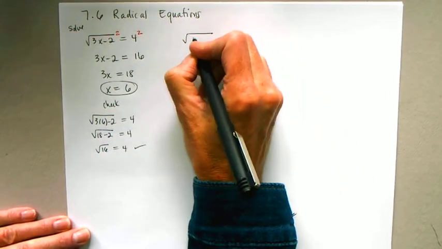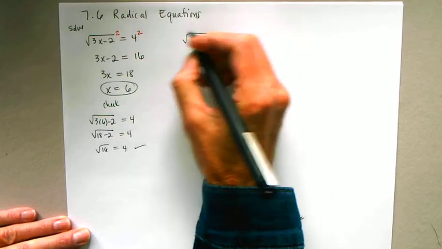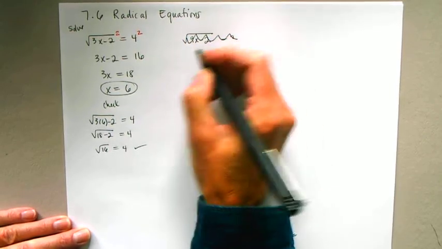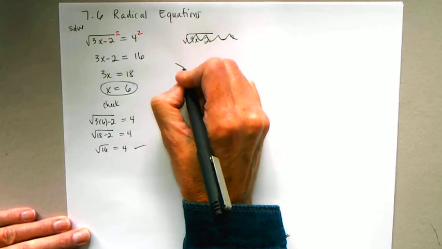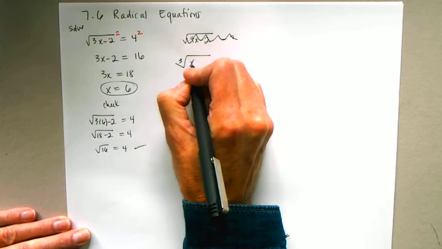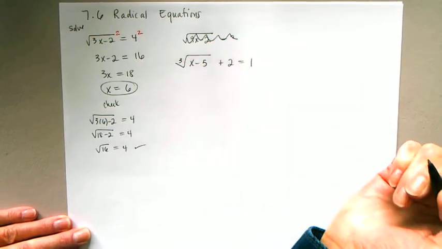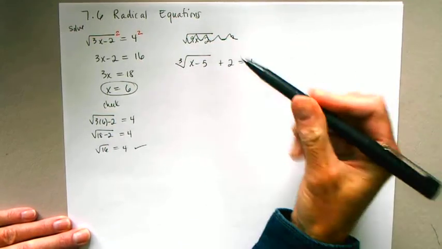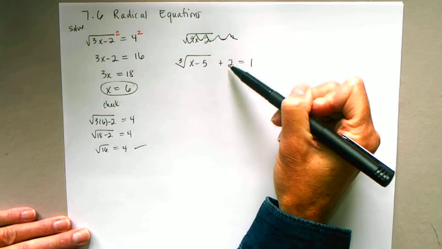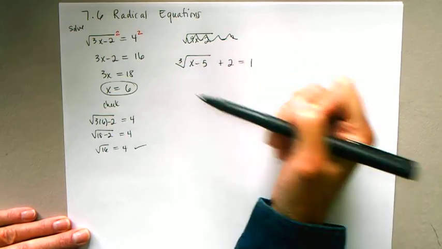How about this one? Oh, I lied. This one. Alright, now this one has an additional term with the radical. And we haven't seen that yet.